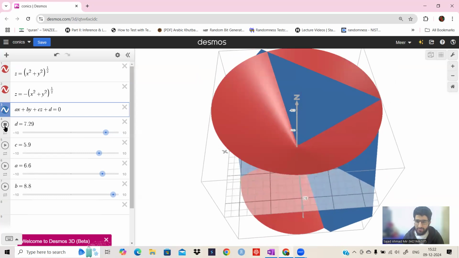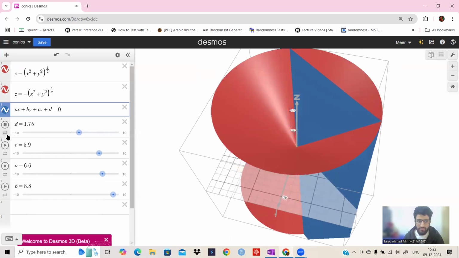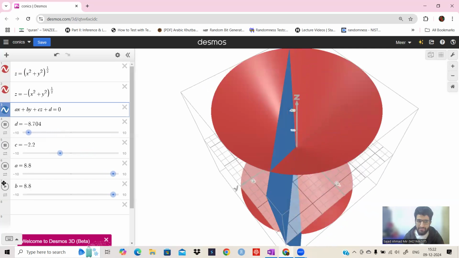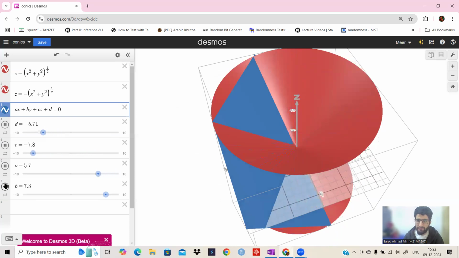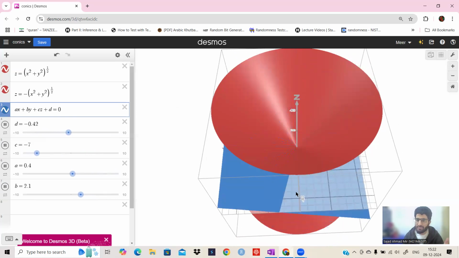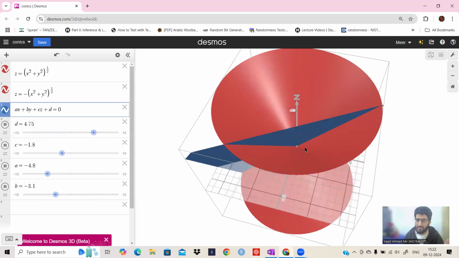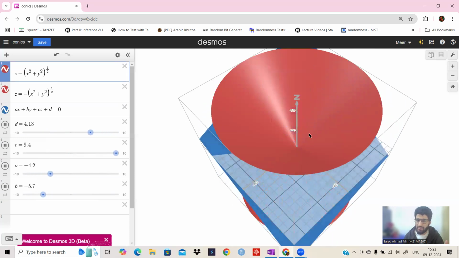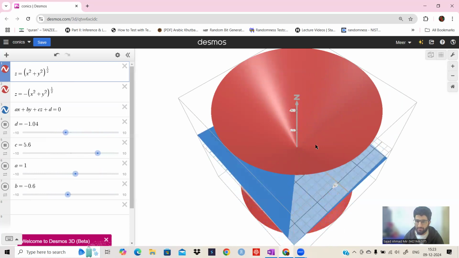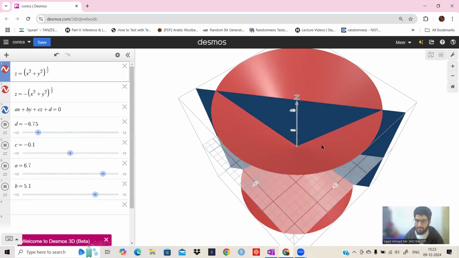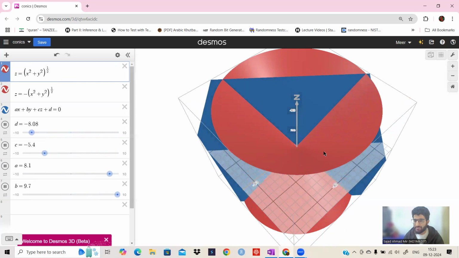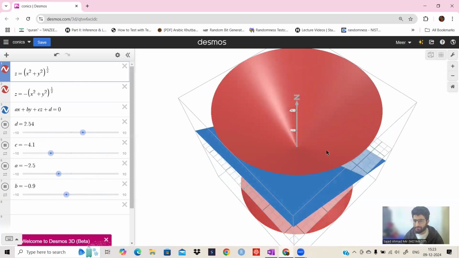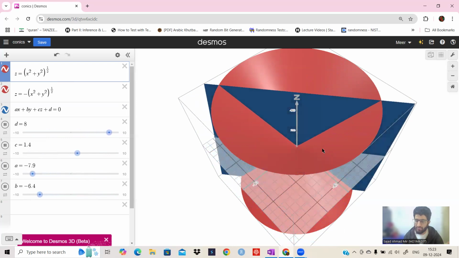So if we change the plane, the direction of the plane or the angle at which it cuts or the point at which it cuts, so that we get different kinds of curves that we can see. At some point we get a circular curve, we get parabolic, hyperbolic, or sometimes we get an ellipse, a point, or a pair of straight lines. This is how we obtain conic sections. These are the sections of a cone.